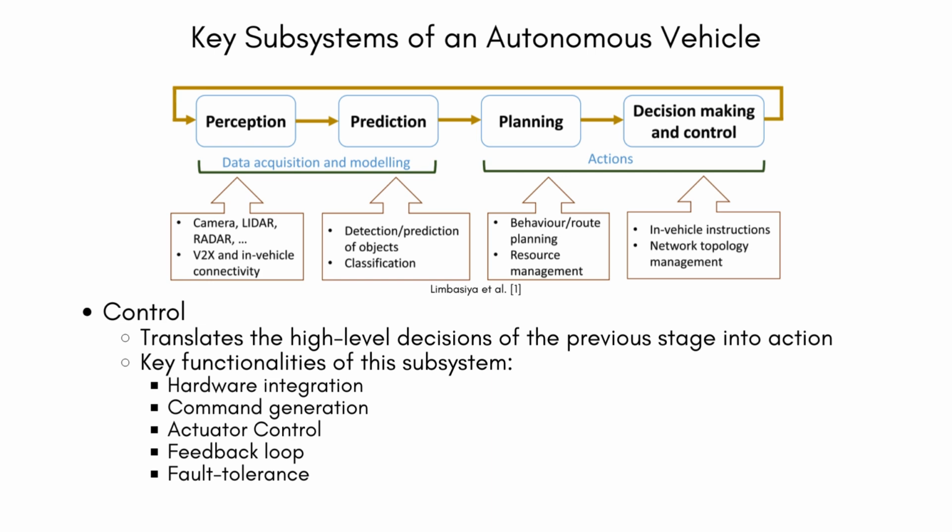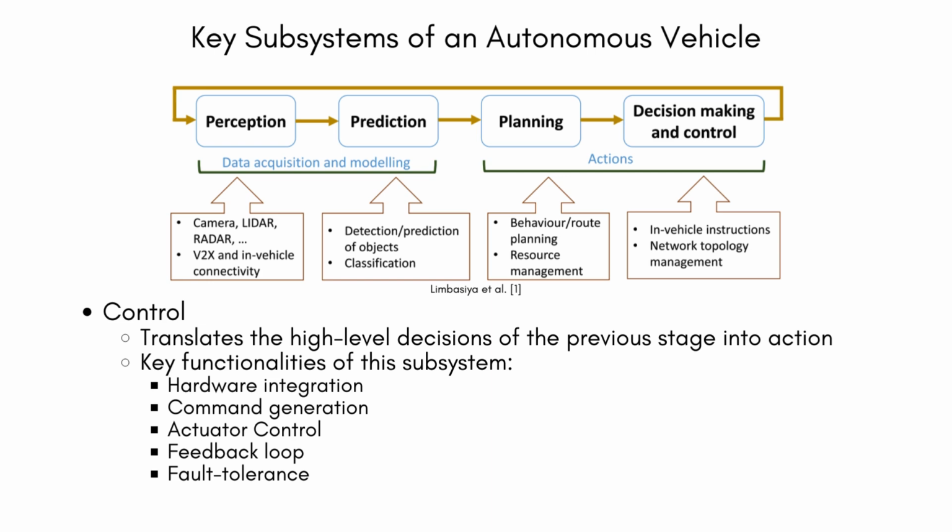Actuator control. The control subsystem sends precise instructions to the actuators, dictating how much to turn the steering wheel, how hard to apply the brakes, and how much power to deliver through the throttle. This controls the vehicle's movement, maintaining its position on the planned path while adhering to traffic regulations and safety considerations.